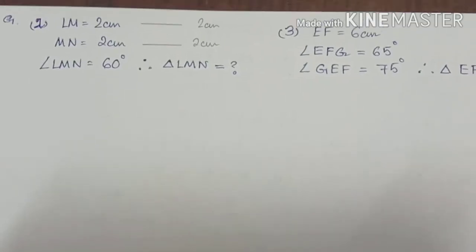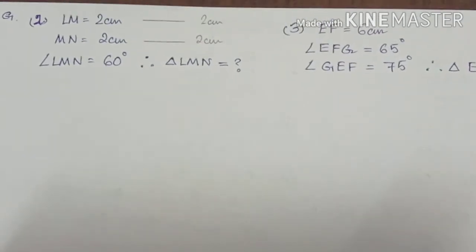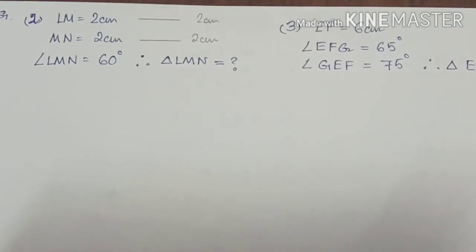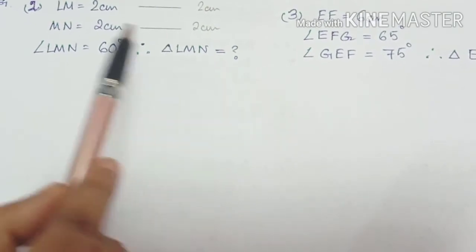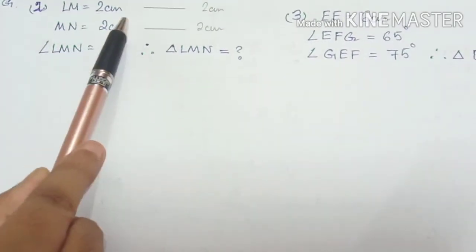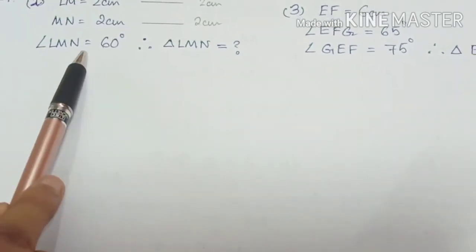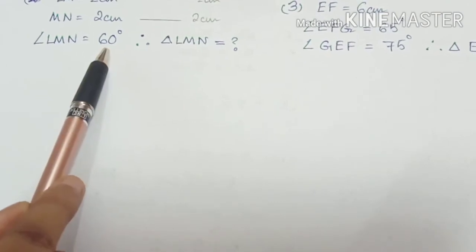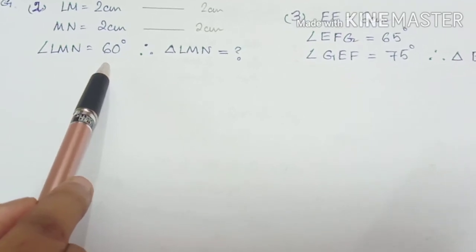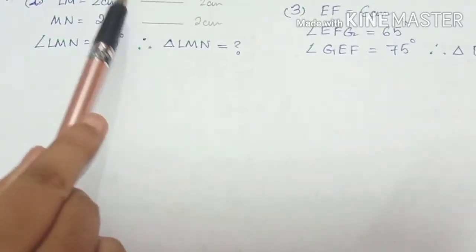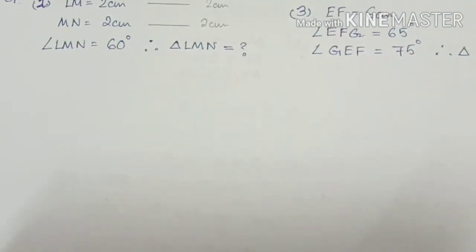Now coming to the next sum, that is sum number G. Now what has been asked in the question is that we have to make triangle LMN. Now what has been given? LM is given as 2 centimeter, MN is given as 2 centimeter. Angle LMN has been given as 60 degree. So two sides are given, one angle is given. Now we have already known how to draw a triangle with two sides and one angle given, right? So let's get started with doing that.